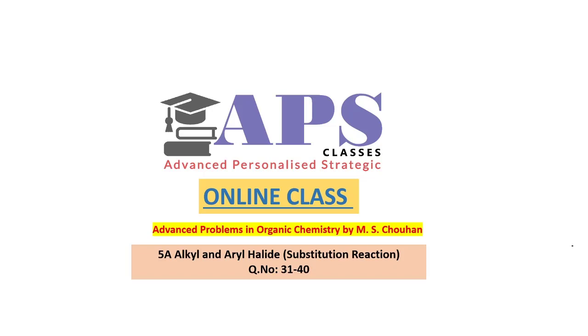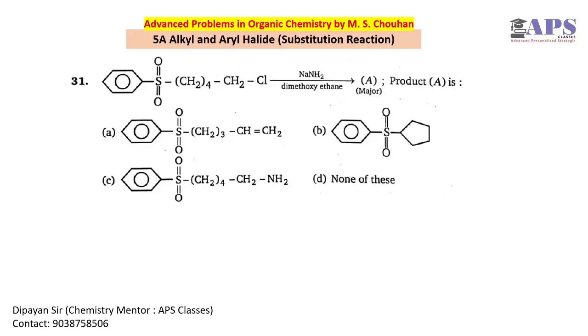Welcome students. In this video we are going to discuss question number 31 to 40 of alkyl and aryl halide substitution reaction of MS Chauhan book. So question number 31, NaNH2 is used. We know that NaNH2 will be dissociated as Na plus and NH2 minus, and this NH2 minus will behave as a strong base.